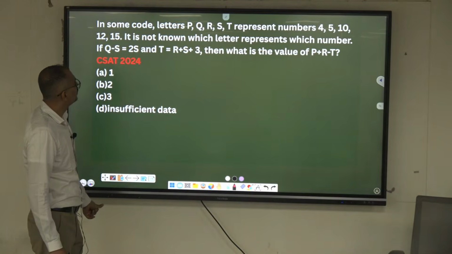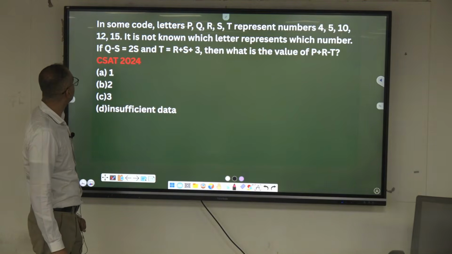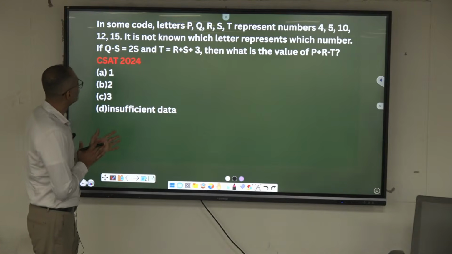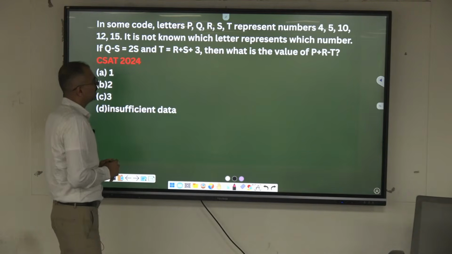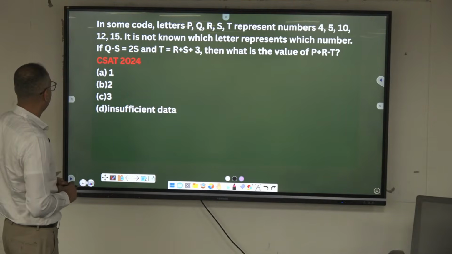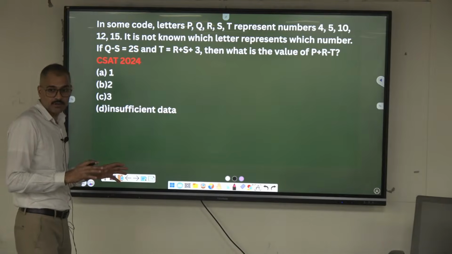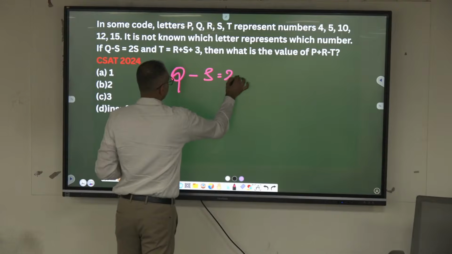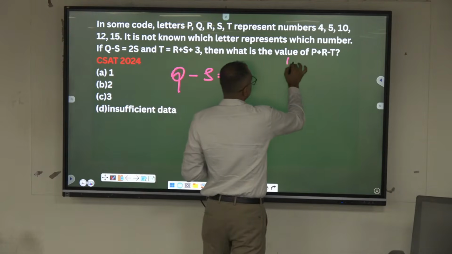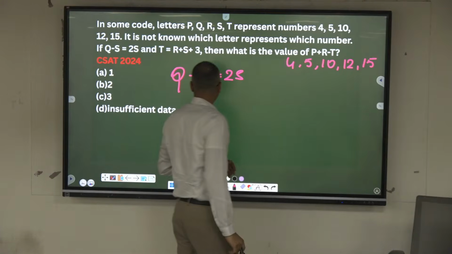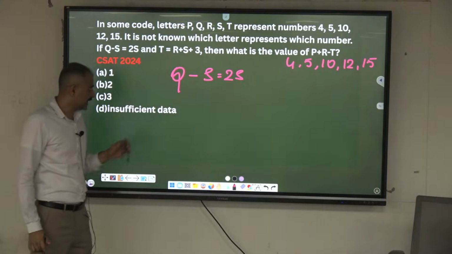In some code, PQRST corresponds to 4, 5, 10, 12, 15. There are 5 letters represented by 5 numbers, 4, 5, 10, 12, 15, not necessarily in the same order. This has to satisfy Q minus S is equal to 2S. If you take the difference of Q and S, it has to be twice of S.